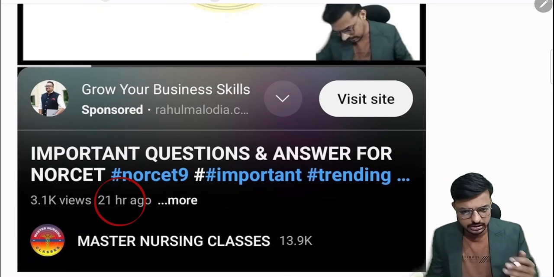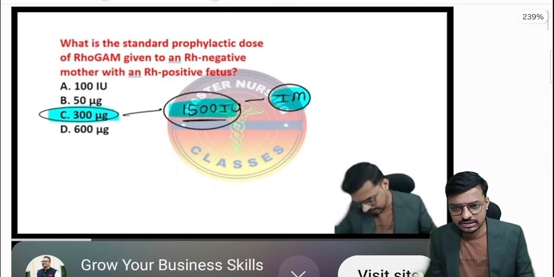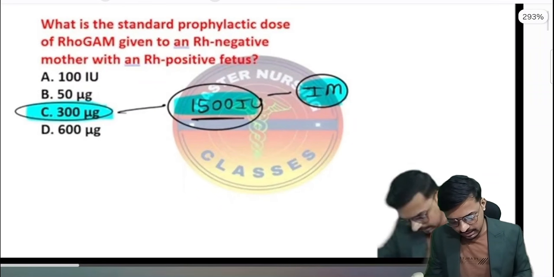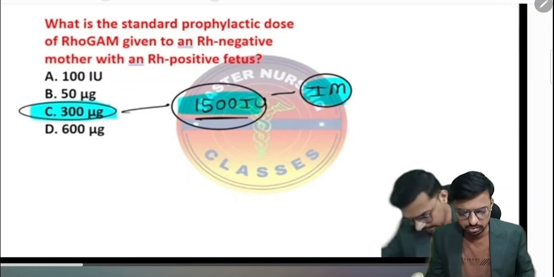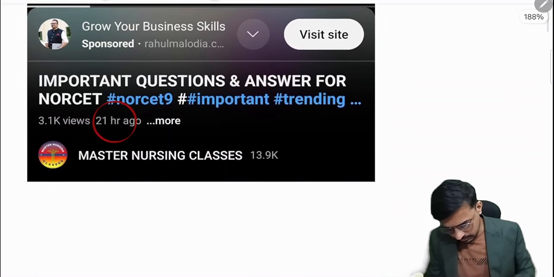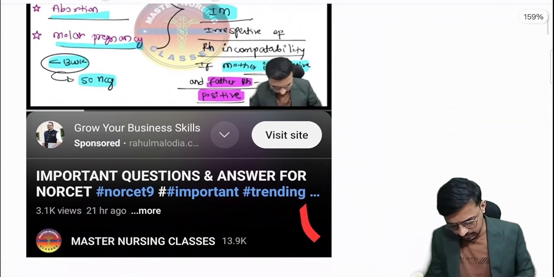Just one day before the prelims exam, we discussed the standard prophylactic dose of Rhogam given to an Rh negative mother with an Rh positive fetus. This was the question, and this was the correct answer I told you people. Along with this, we discussed the rationale for it, in the same class, for that particular question.